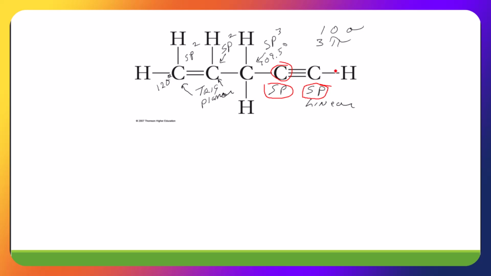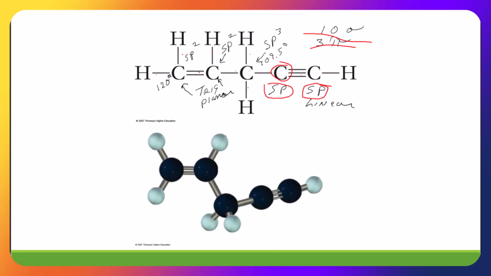Let's count up the sigma and pi. So first of all, my technique is to count everything to get my sigmas. So 1, 2, 3, 4, 5, 6, 7, 8, 9, 10 sigma. I have a triple bond here, which gives me 2 pi bonds. I have a double bond here, which gives me 1 more pi bond for a total of 3 pi bonds. So 10 sigma, 3 pi. That might be your question. That's what it looks like.